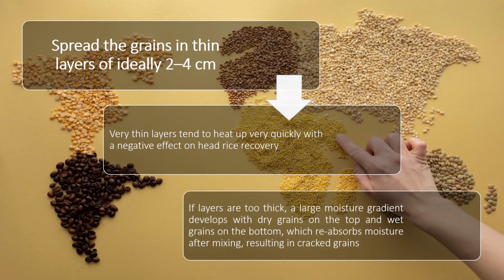If layers are too thick, a large moisture gradient develops with dry grains on the top and wet grains on the bottom, which reabsorb the moisture after mixing, because moisture is still there inside your material. If your layer is very thick, then moisture will be there, and after mixing there is a reabsorption of the moisture, resulting in cracked grains.